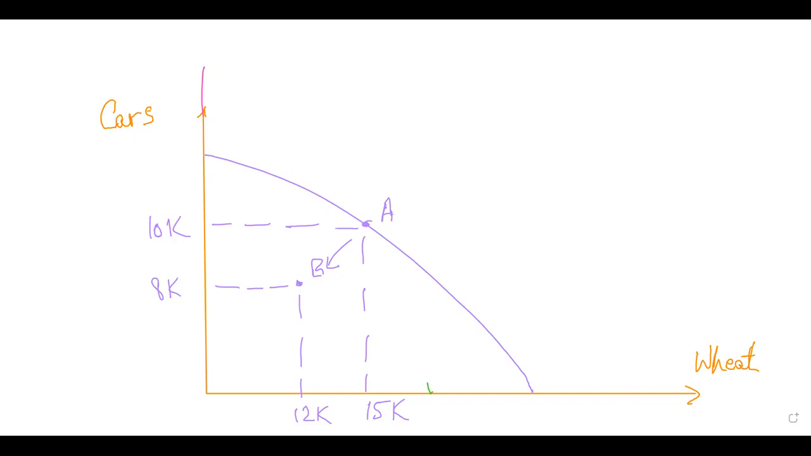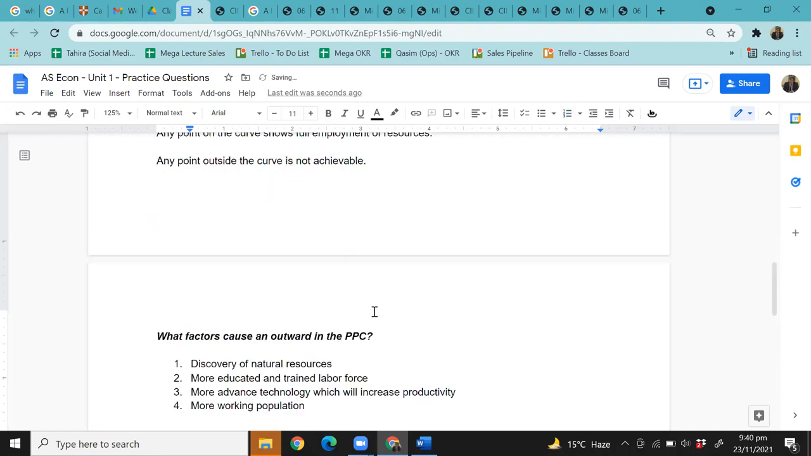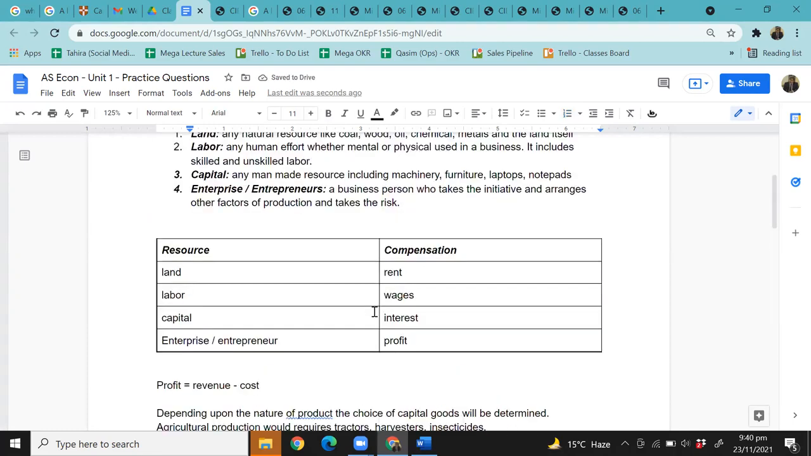But in a pandemic, you're right. If it's a recession due to a pandemic, where people are losing their lives or something of the sort, then the PPC will shift inwards. That's correct. Any confusion, students? Okay, now let's go back to the question for the remaining time. Let's see what the question was.